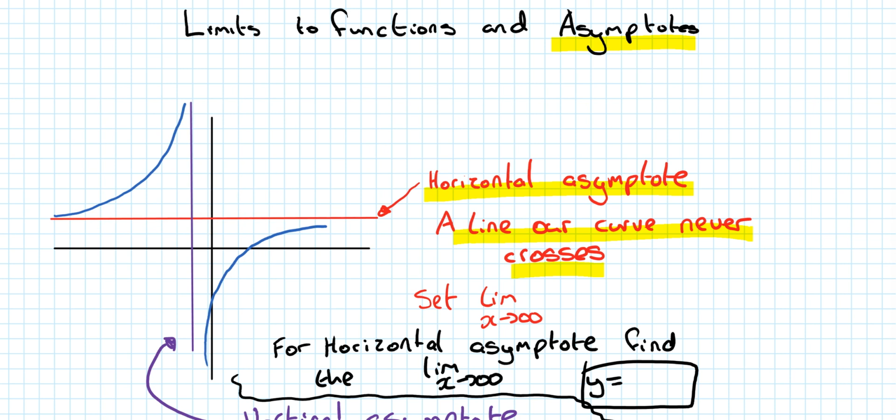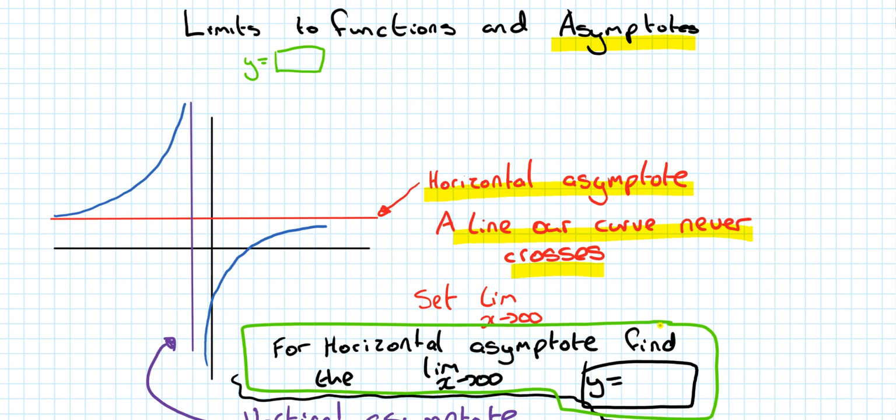Now remember, what do we know about horizontal lines? We know the equation of all horizontal lines is y is equal to something. So to find the horizontal asymptote, you set the limit as x goes to infinity of the function, and you will get y is equal to something out of that. So for horizontal asymptotes, set the limit as x goes to infinity.